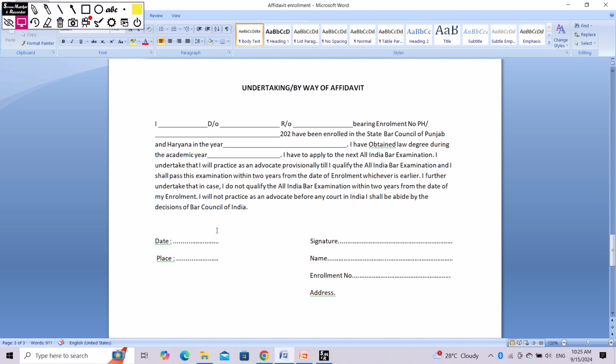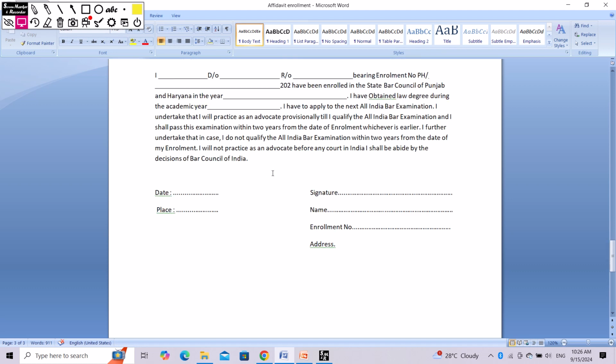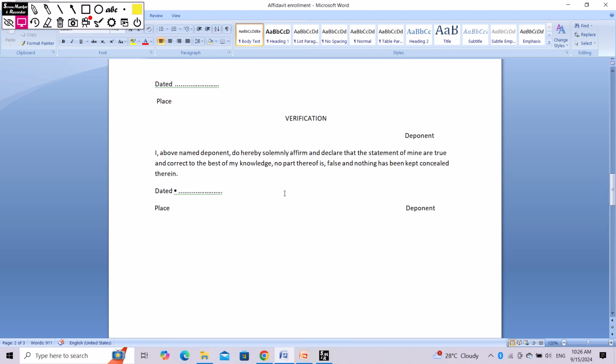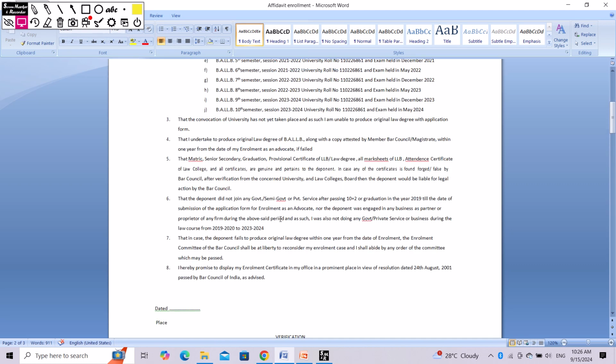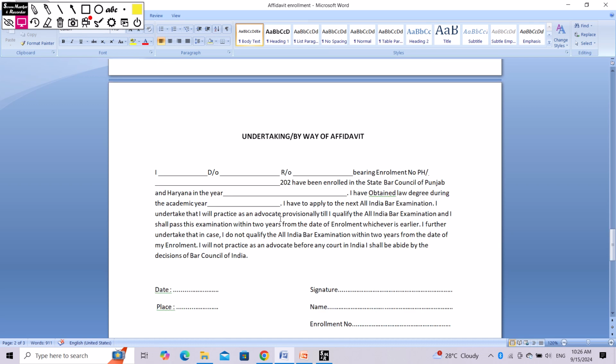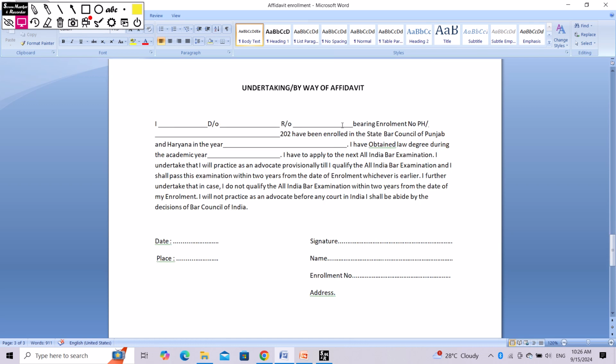Here you write the date of attestation, place of attestation, your signature, your name, and your address. So this is all about the affidavits you need. You can take a screenshot of this affidavit also. So this is all about the affidavits you need in the enrollment of the Bar Council of Punjab and Haryana.